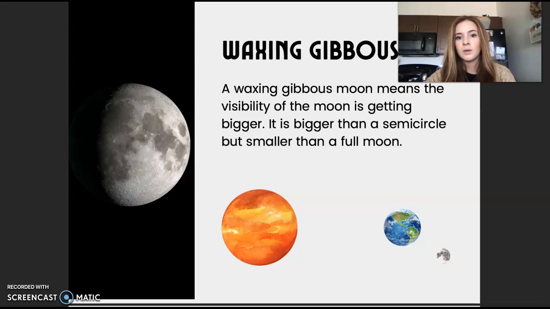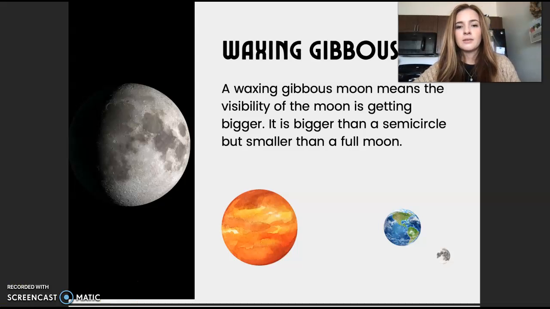The waxing gibbous. The waxing gibbous means that the moon is visibly getting bigger. We're able to see a little bit more, and it's kind of like a semicircle. So it's positioned right here. And you can see a lot of it, so don't be deceived. It's only about 3/4 of the moon, not the whole moon.